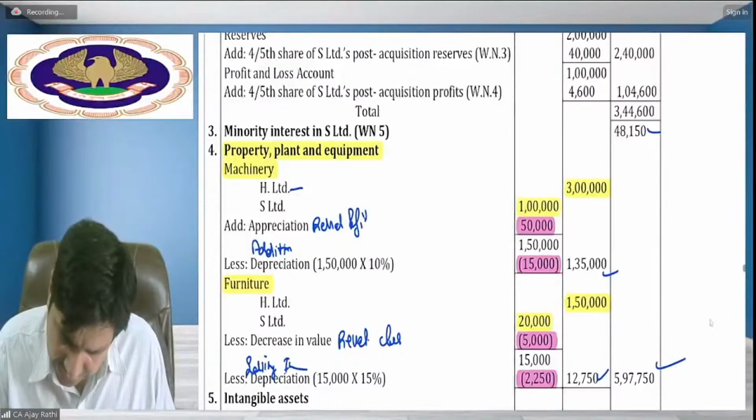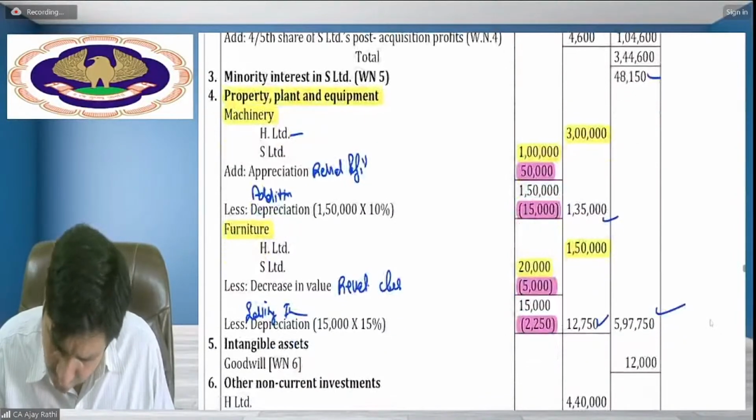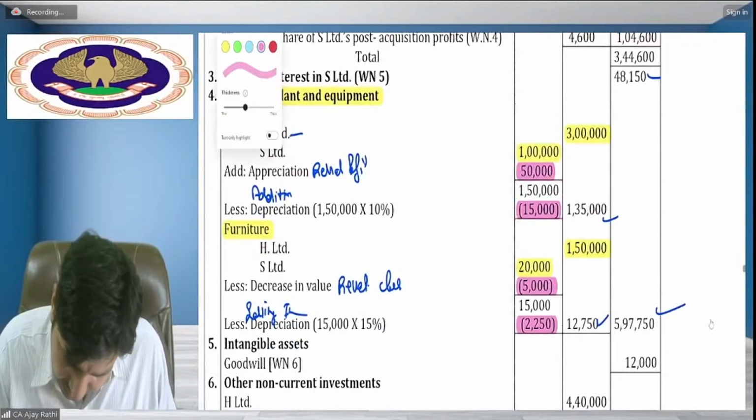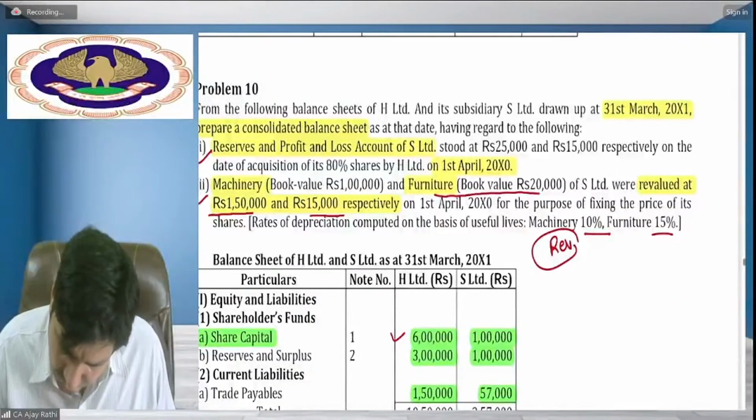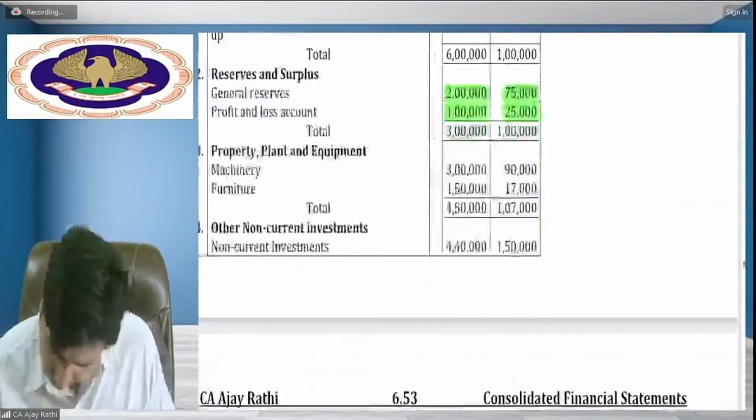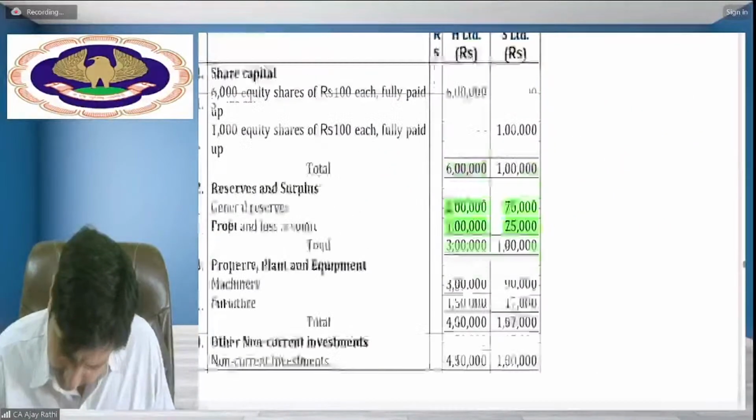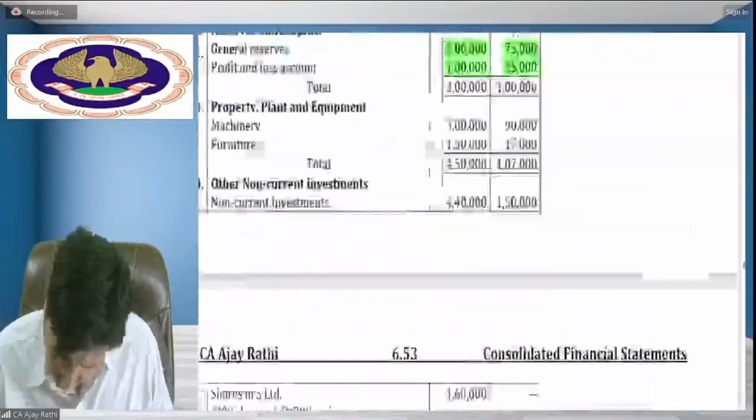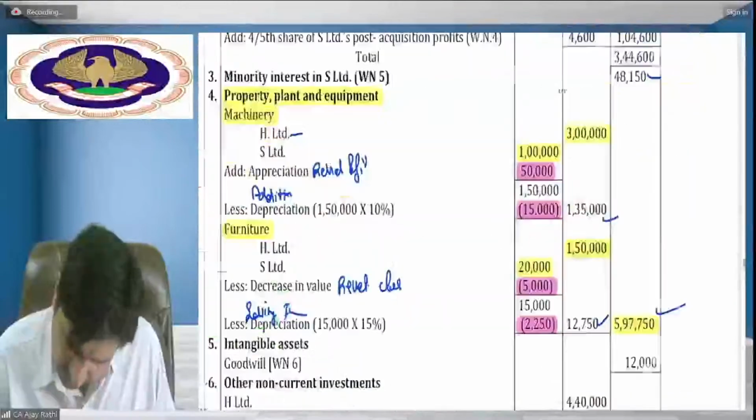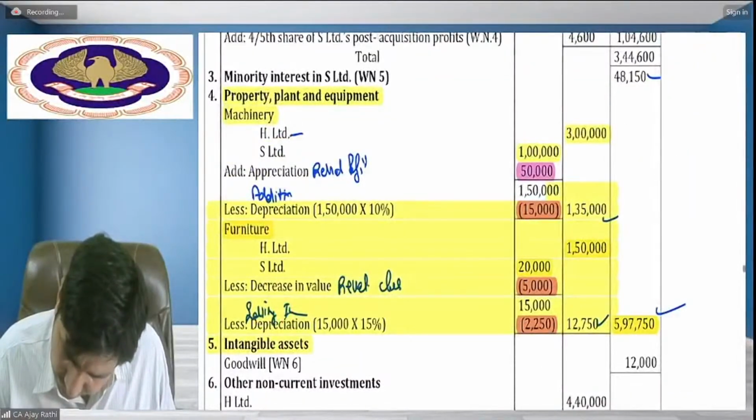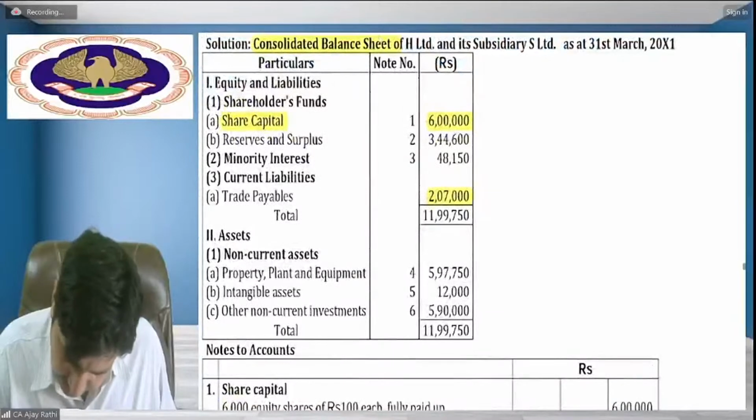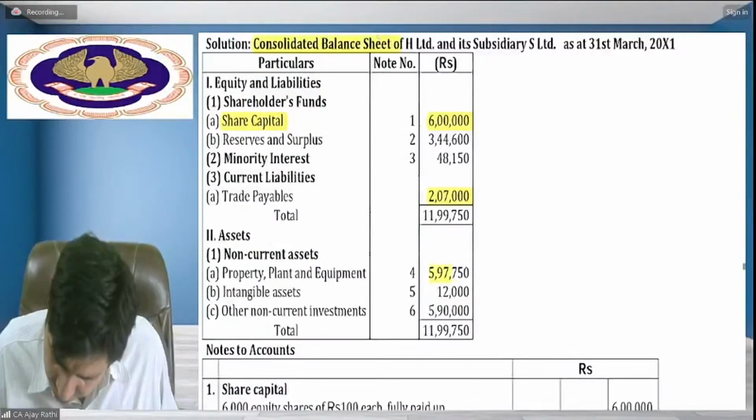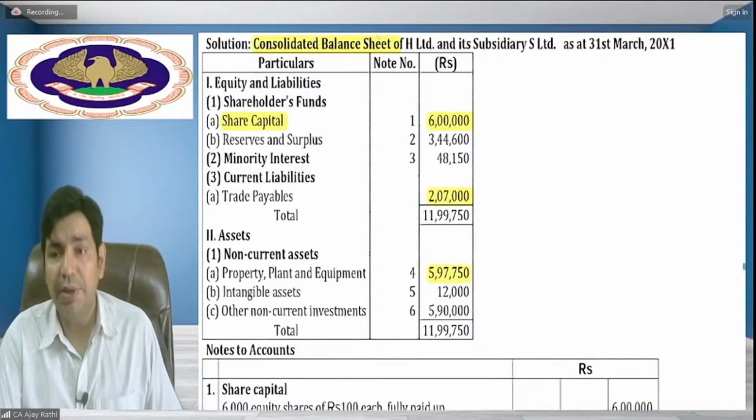I hope you could understand the things properly here. So can I post directly in the consolidated balance sheet the final figure of such property, plant and equipment? Yes. So in the consolidated balance sheet, you are finding the property, plant and equipment in this way. In the solution, wait a minute. Control check. Yes, 5,95,750. Okay, understood, sir.